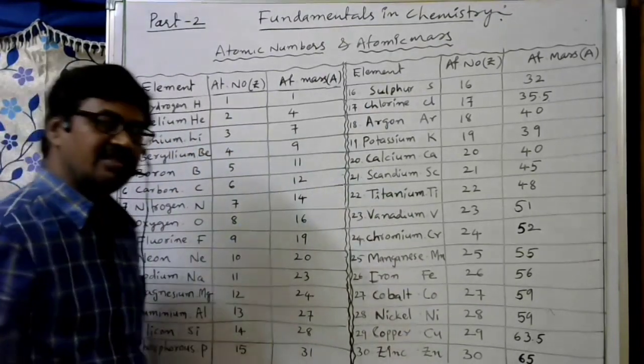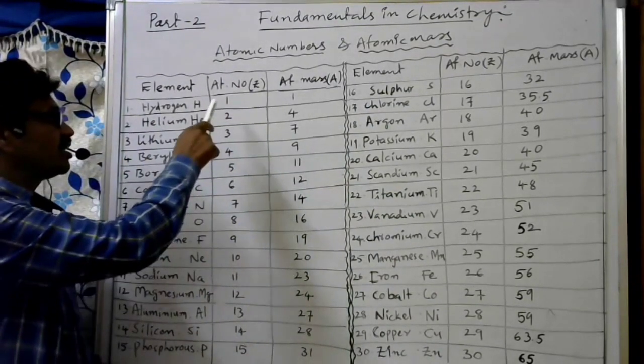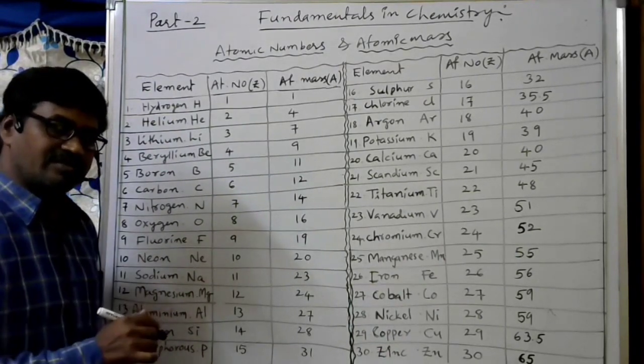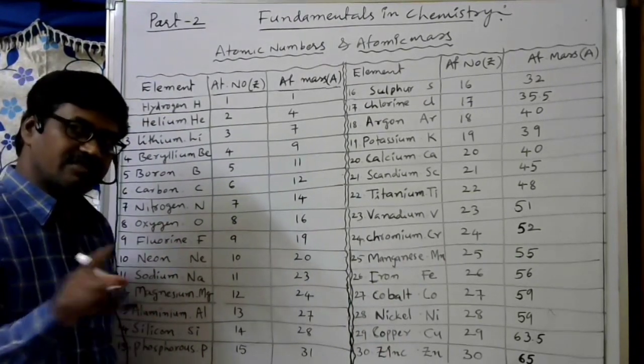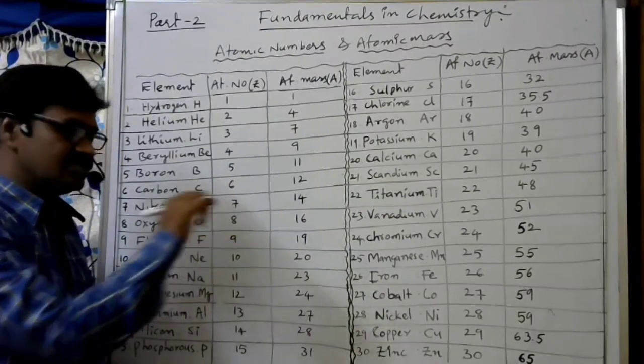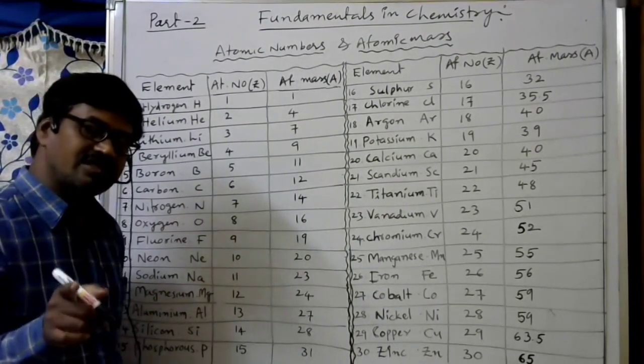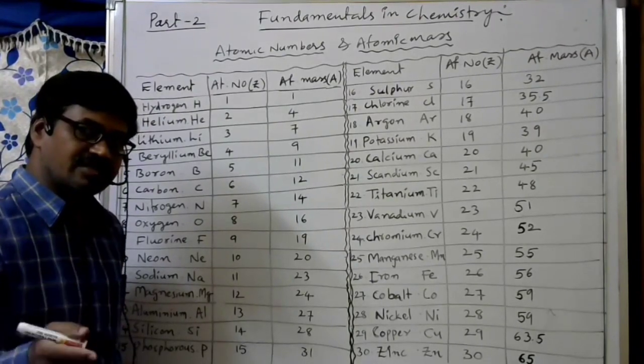So here I have given the atomic numbers and mass numbers for 30 elements. You have to note them down by pausing the video, and every day you have to learn them by heart. Up to 30 you should know atomic numbers and also atomic masses.